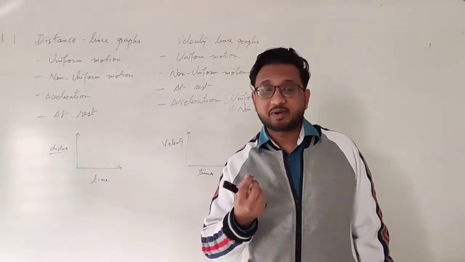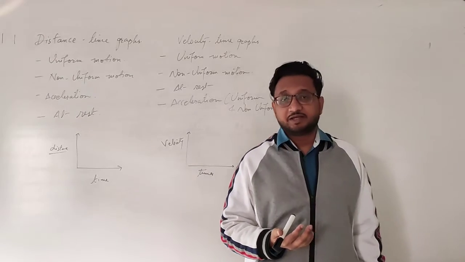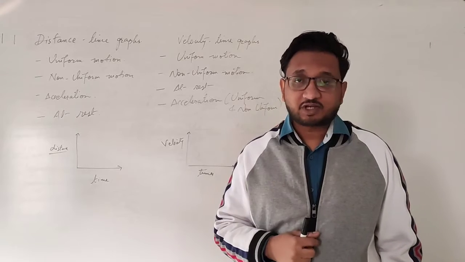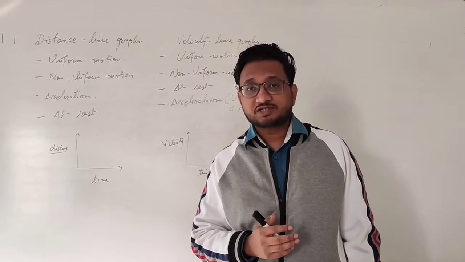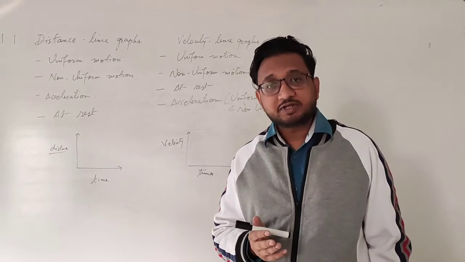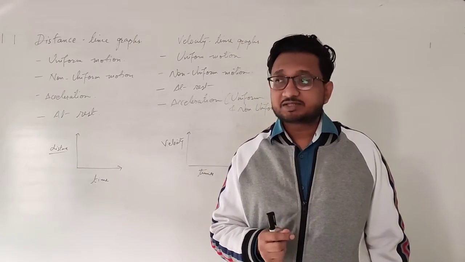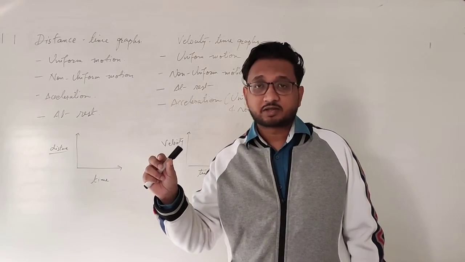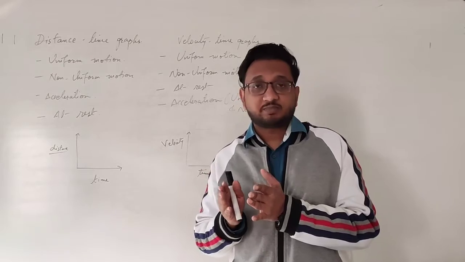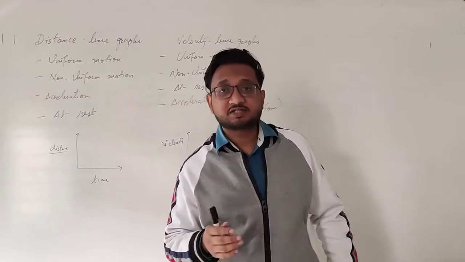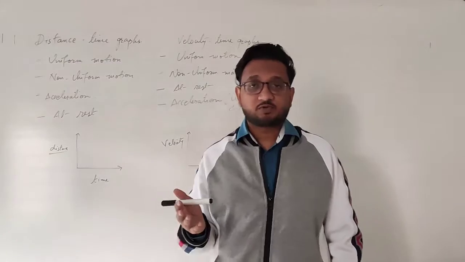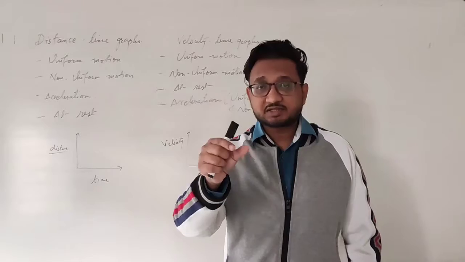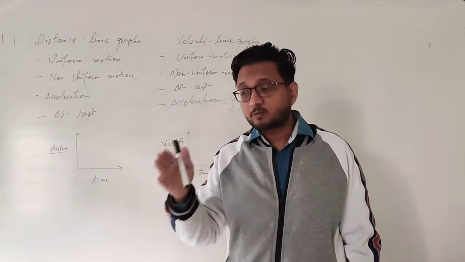If you remember the definition of simple uniform motion, it means that the object is covering equal distance in equal intervals of time. That means for every interval of time, the distance covered is equal. So if the time is, for example, 1 second, and the distance covered by the object is 2 meters, then at every 1 second interval, the object is covering 2 meters, 2 meters, 2 meters.